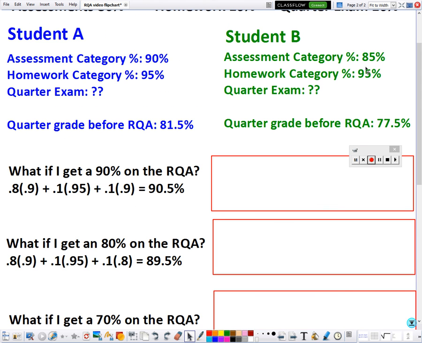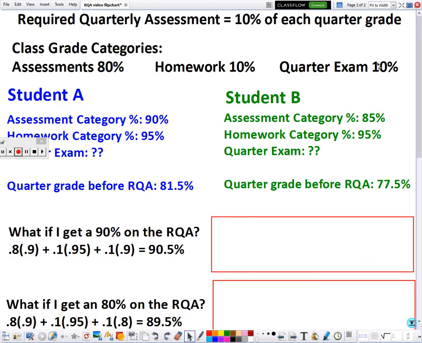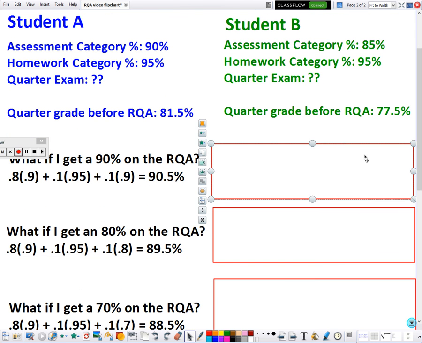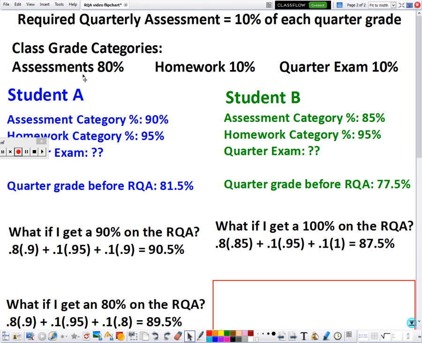Now a student that has an 85% in their assessment category under the 80-10-10 setup, going into the RQA would have a 77.5%. So if they get a 90%, if they get 100% on their quarter exam, you have an 87.5 for the quarter. It's still a B. So this assessment category of 80% is the biggest weight. So therefore, even though you get 100 on your RQA, it doesn't bump your quarter grade up to an A.